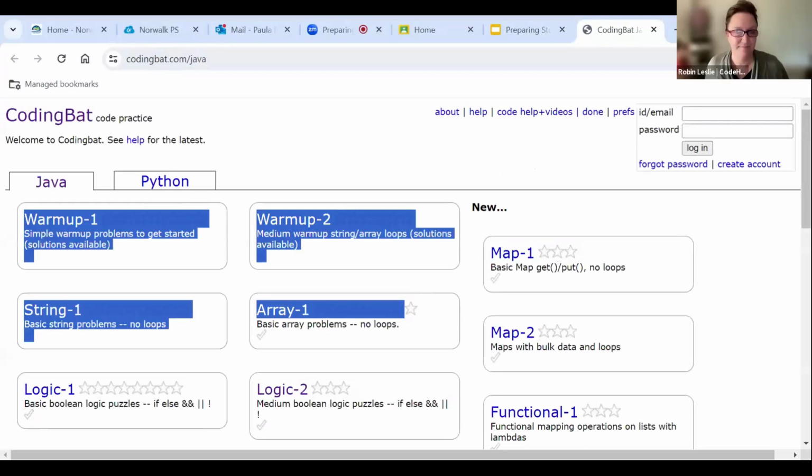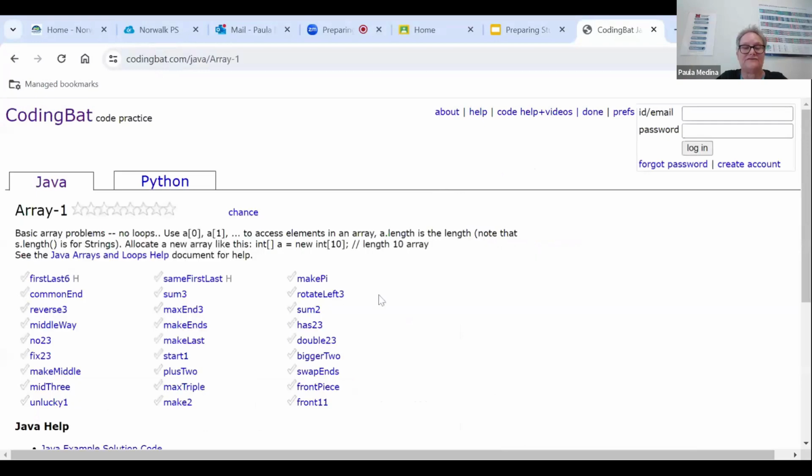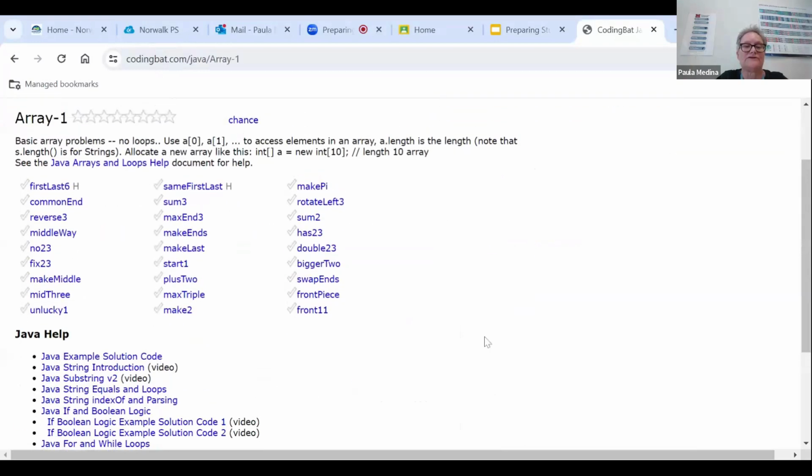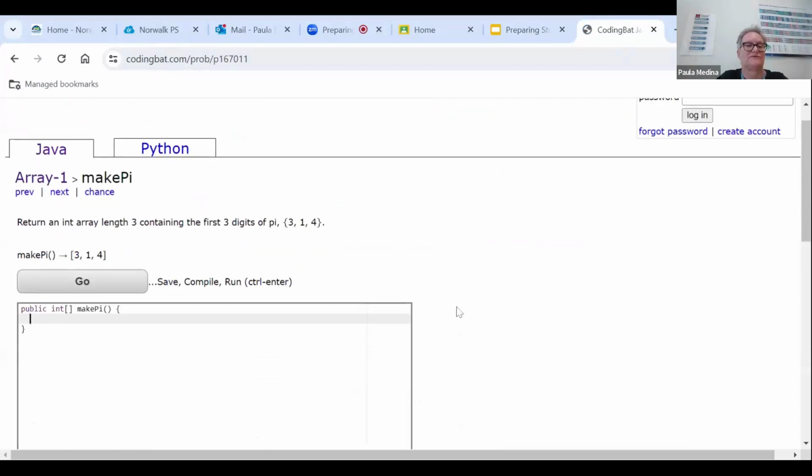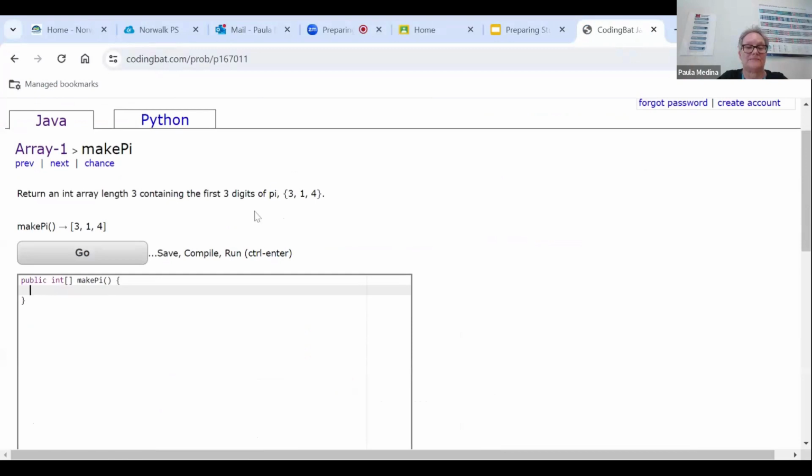And so if you go into these, I really love these problems. They give you all of these problems. When you go in and pick a problem, it'll give you the problem with an example and a place where you can solve it. What I've been doing is copying the directions and the example of what the answer should be. Then I give them the header, and I put it on a piece of paper so that they practice writing it out.